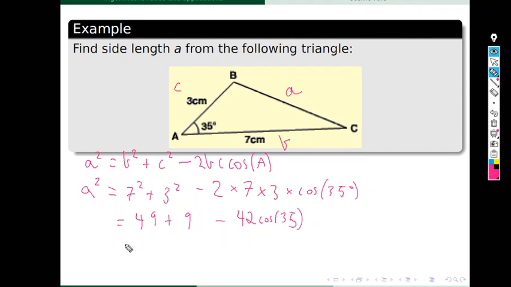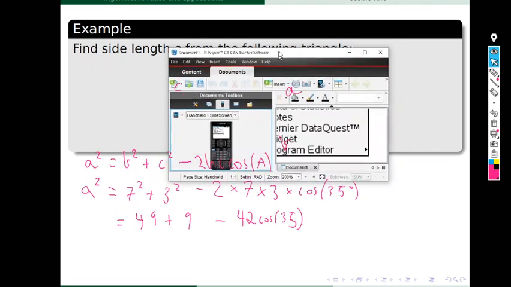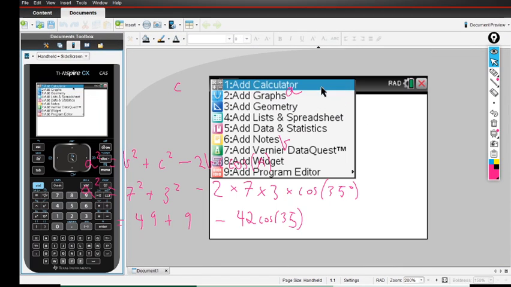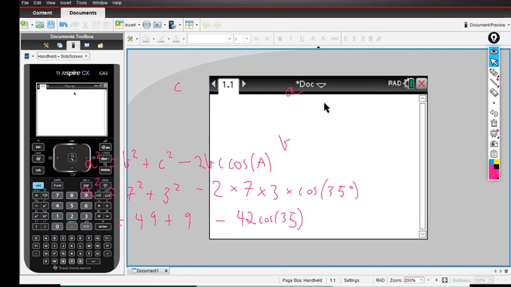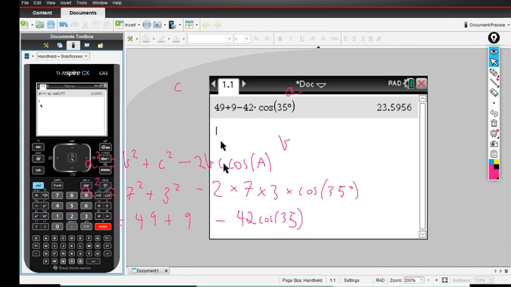Now from here, I'm going to put this into a calculator because it's getting a bit messy. For example, it's got a cos of 35 degrees in there. So I'll get up my calculator and bring it over here. So a squared is 49 plus 9, take 42 cos of 35. Because I'm in radians mode, I'm just going to put in a little degree sign using the thing next to pi.